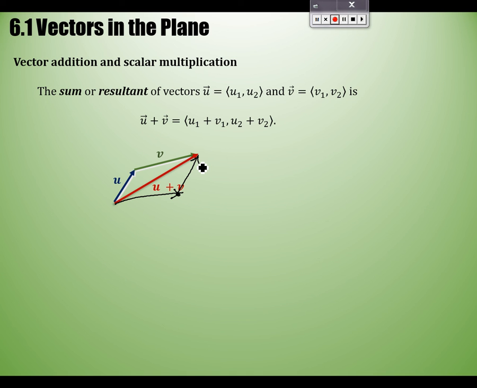You could do the same analysis we just did. And what is the shape? Yeah, it's worth noting that this is a parallelogram, and that the red vector, u plus v, is a diagonal of that parallelogram. What about u minus v? U minus v might look like this.